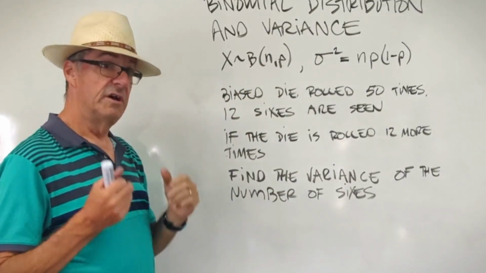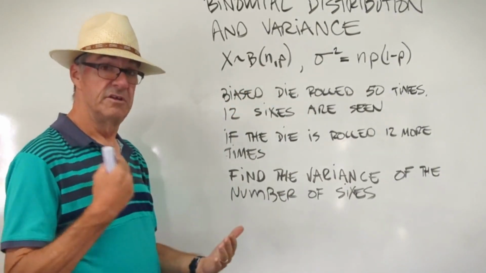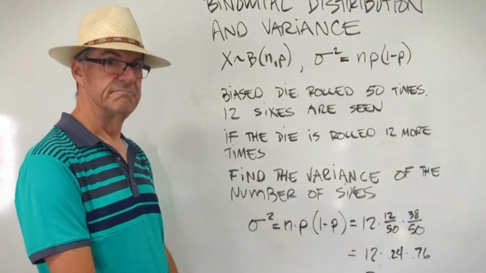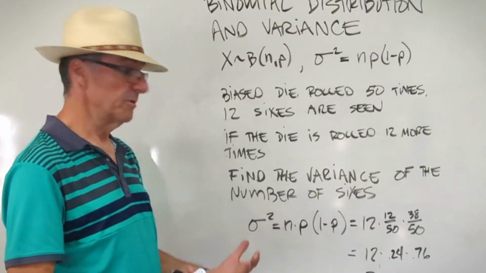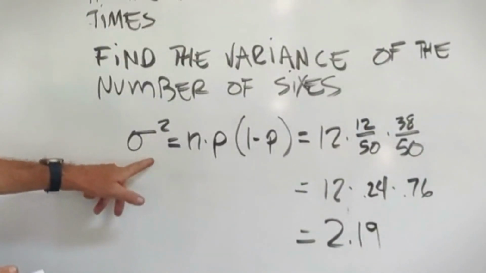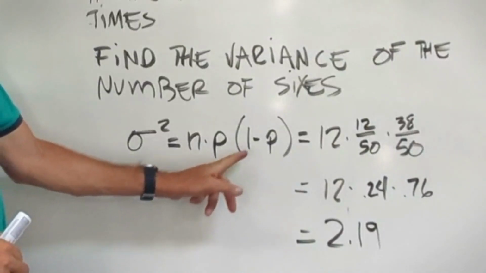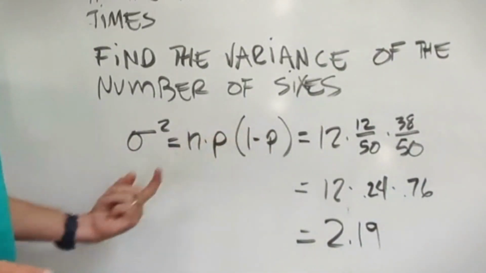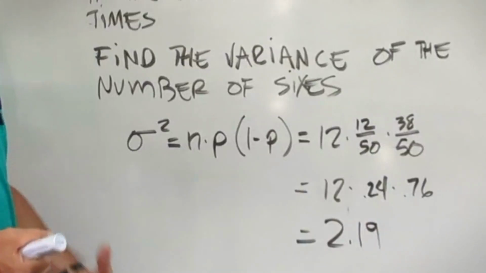So pause the video. Plug-in step is pretty straightforward. Do that calculation and come back. Let's see how you did. So here we go. Here's my formula. Variance, which is standard deviation squared, is n times p times 1 minus p. We know all of these values already, so the plug-in step is really straightforward.